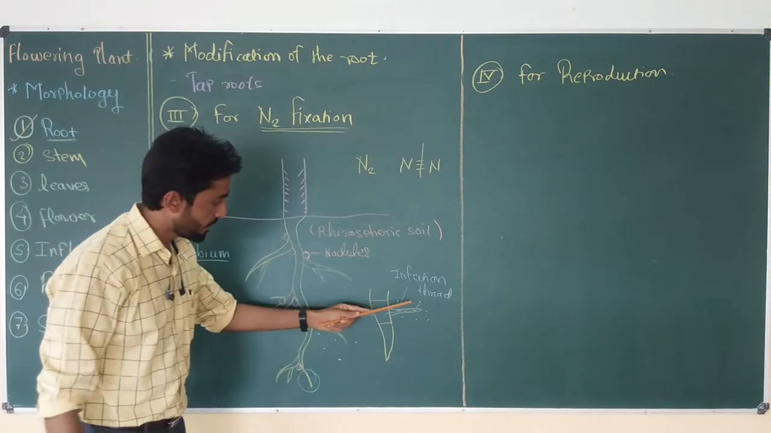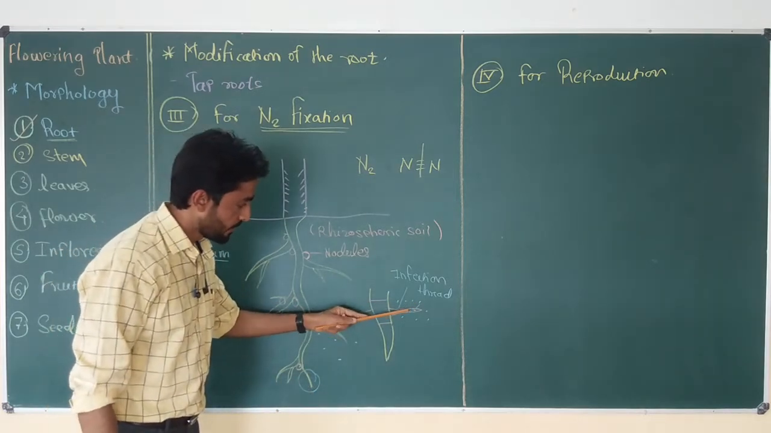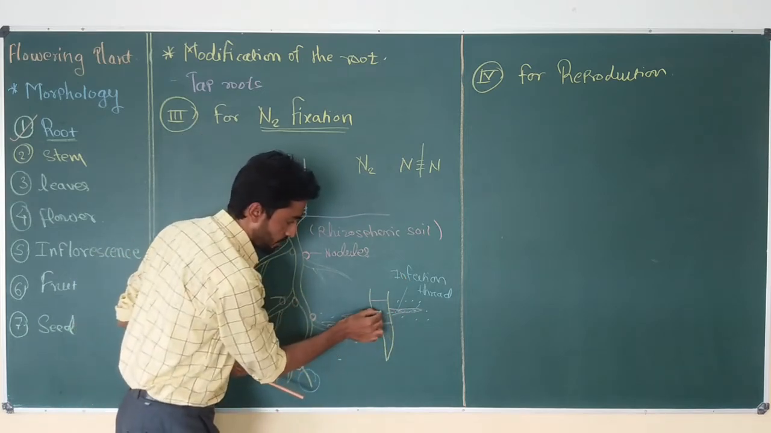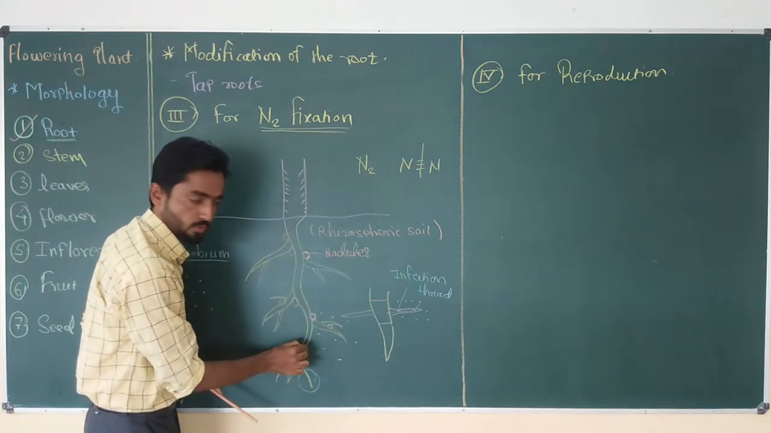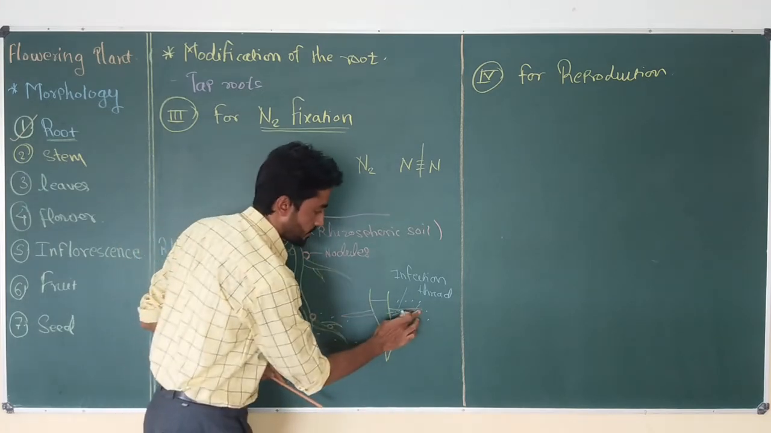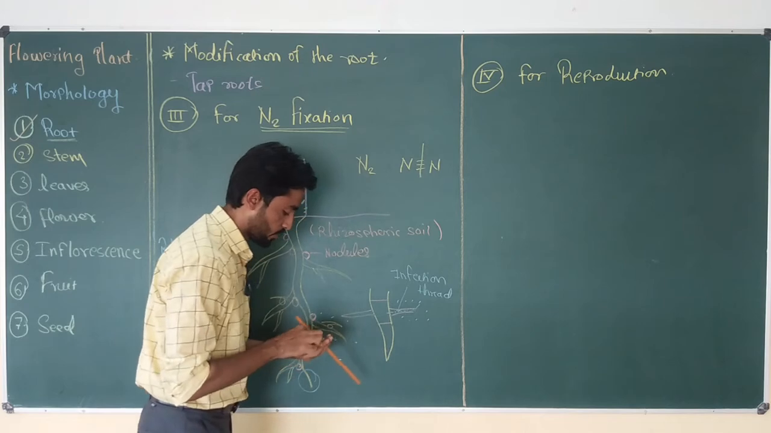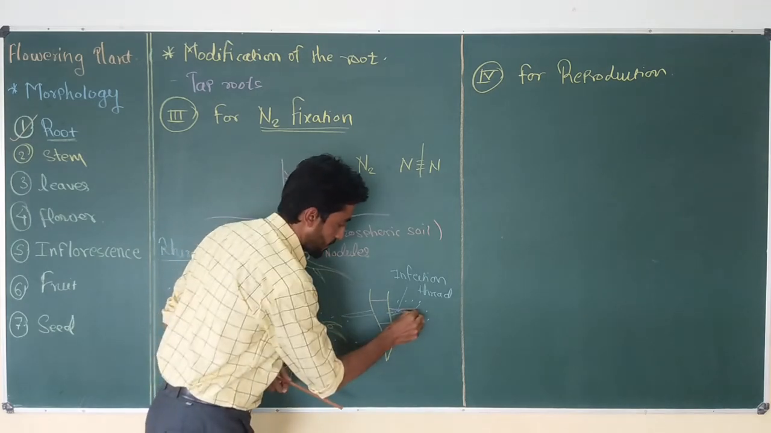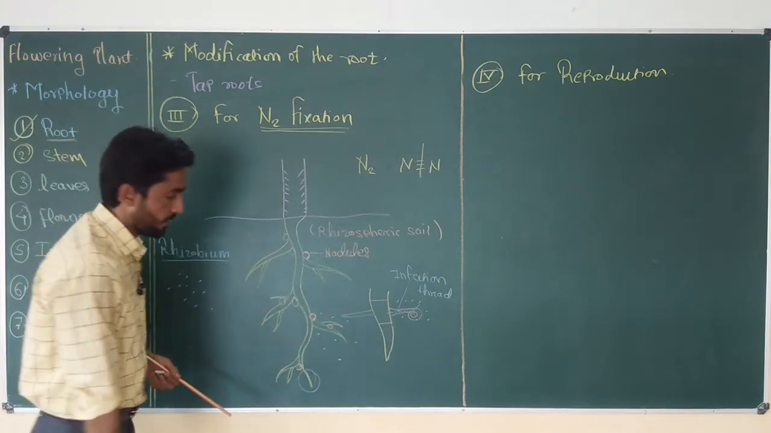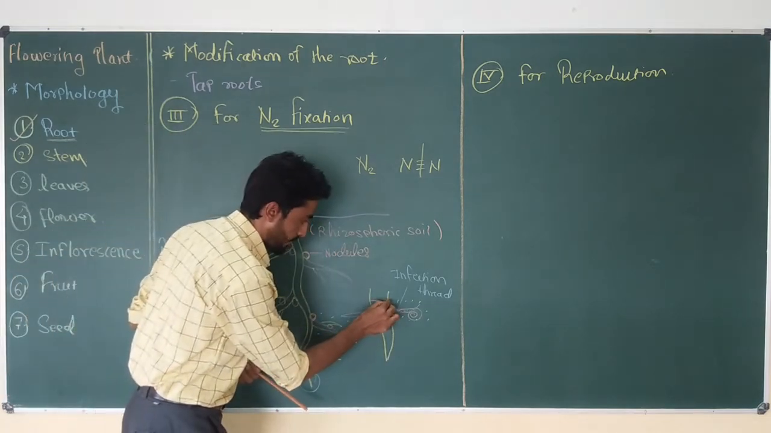Now, when rhizobium enter inside the root hair, they form an infection thread and migrate towards the primary root through the root hair. Once their migration starts, the root hairs change in structure. Now you can see the tip of the root hair become curved, and now they reach the epidermis.